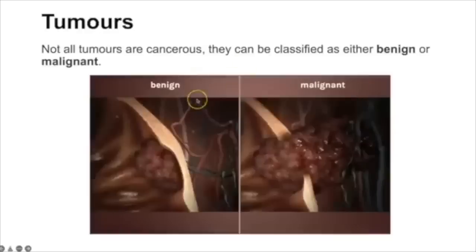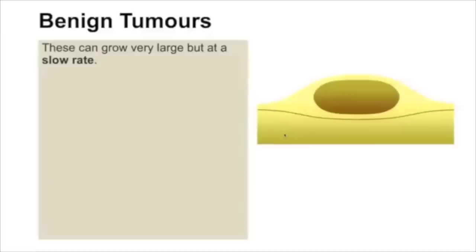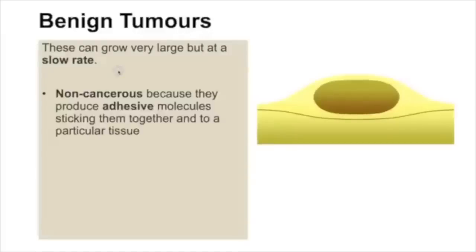Now, there are different types of tumours. You can have what's called a benign tumour or a malignant tumour. And you do need to know the differences in the properties of these. So a benign tumour can grow very large still, but it will be dividing at a slower rate. So it will take longer for there to be a larger tumour.